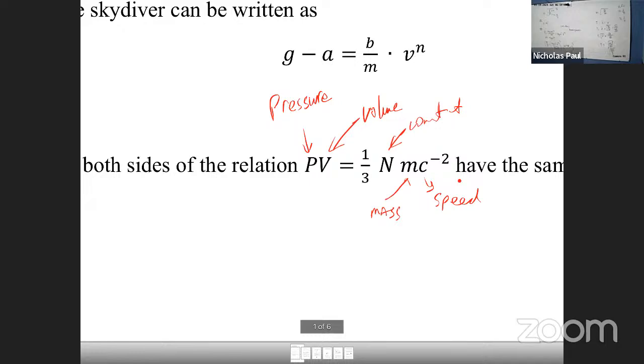Try this one here, right? This is module 3 things. P is pressure, V is volume, N is a constant, M is the mass, and C is speed. Check and see if the SI fundamental quantities are the same. Left hand, right. So right on left hand side, work it out. Right on right hand side, work it out.